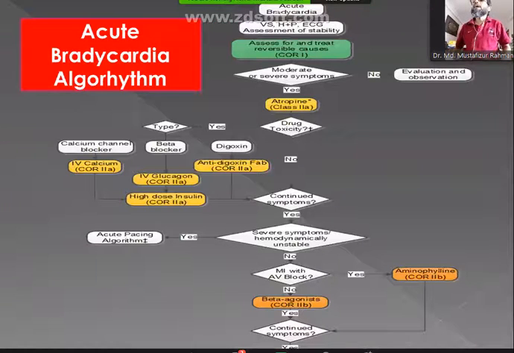So the acute bradyarrhythmia algorithm: if it is acute bradyarrhythmia, we go for vitals, history and physical examination immediately, and ECG. If the patient is stable, assess the stability and reversible causes. If any reversible cause is present, we look for that and treat it. If the patient is moderately or severely symptomatic, we immediately go for atropine. This is a class 2A indication. If no, evaluation and observation.